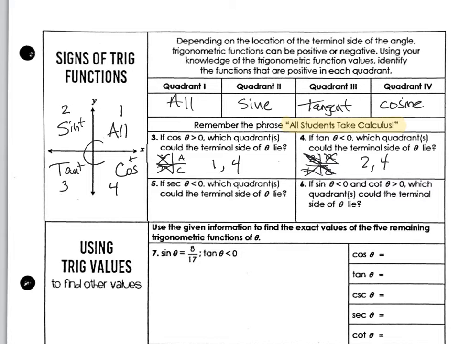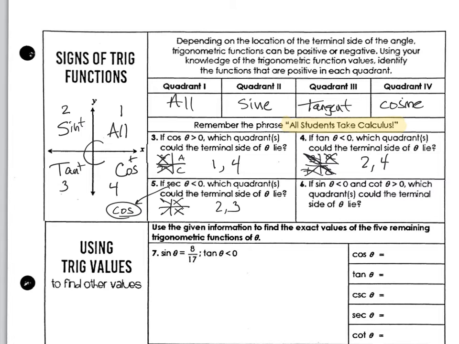Now secant. Secant goes with cosine. So we think of it as cosine. So if the cosine is negative, well, cosine is positive here and here. So the cosine is negative here and here, so that's quadrants 2 and 3.